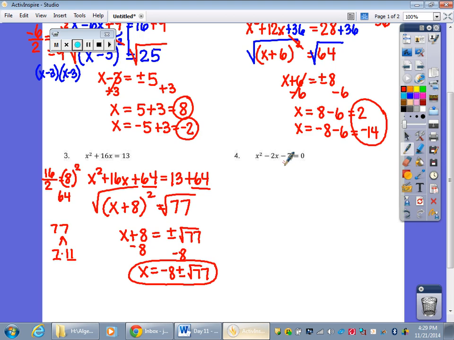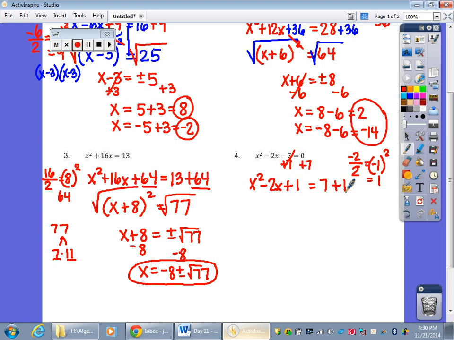Number 4, we're going to add 7 to both sides. So we get x squared minus 2x. Leave yourself some room. We're going to take half of negative 2, which is negative 1. When we square it, we get 1. So we are going to add 1 here and add 1 here.